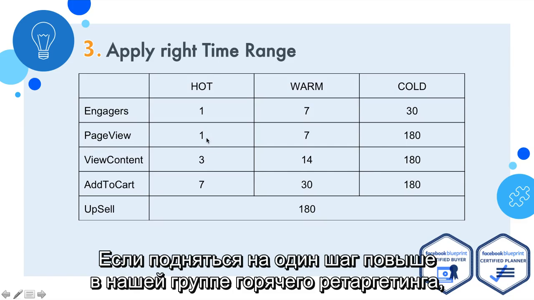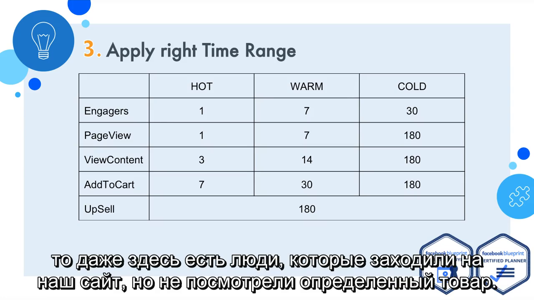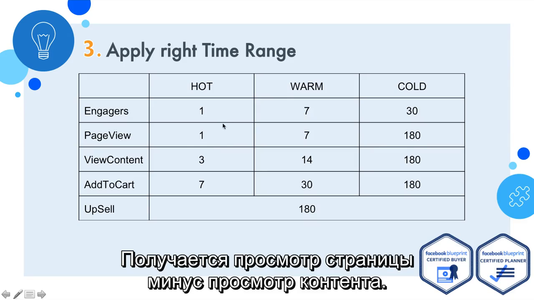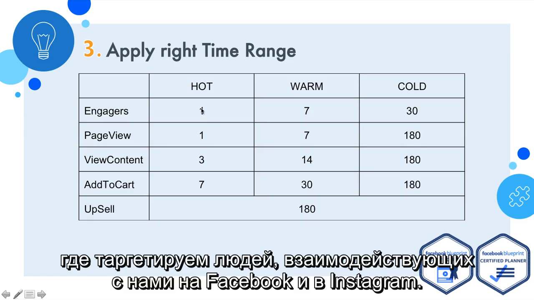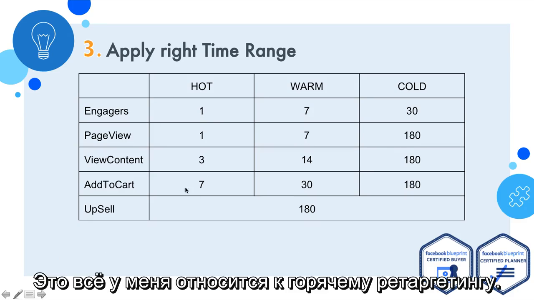And if you go one step further above in our hot retargeting, we even have people that viewed one specific page, that viewed our landing page or homepage in general, but did not even view the specific content. Okay, so that's page view 1 minus view content 1. And last but not least, we can go even one level above, where you also target Facebook and Instagram engagers. So this would be my hot retargeting one.